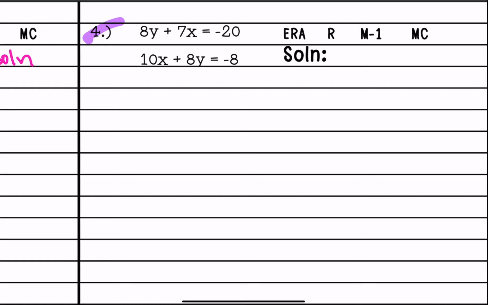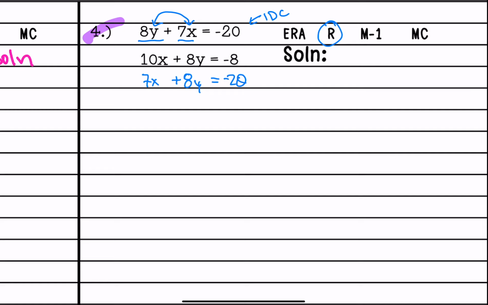Let's look at 4. We're going to do 4 together. So in number 4, is everything lined up? And it's not. So that means we are going to rearrange right away. And I'm going to rearrange the top one so I don't have to rewrite. This gives me 7x plus 8y equals -20. So I rearranged this guy.